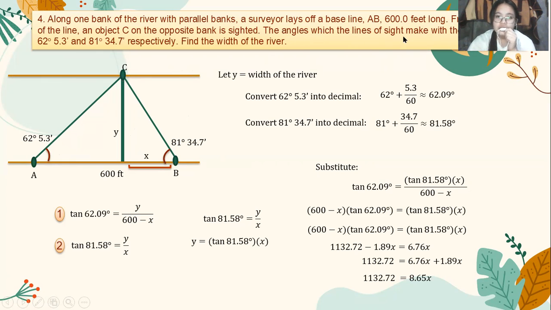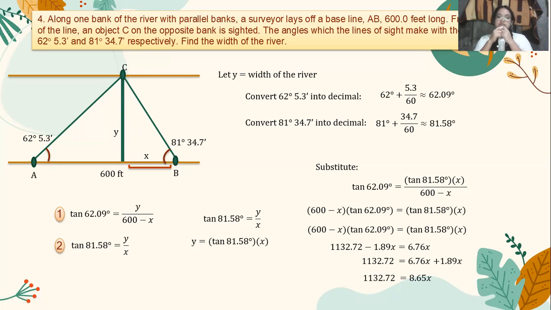The angles which the lines of sight make: the line of sight of AC makes an angle of 62 degrees 5.3 minutes, and the line of sight of CB makes an angle of 81 degrees 34.7 minutes. Let y be the width of the river. So we have to find this width of the river.